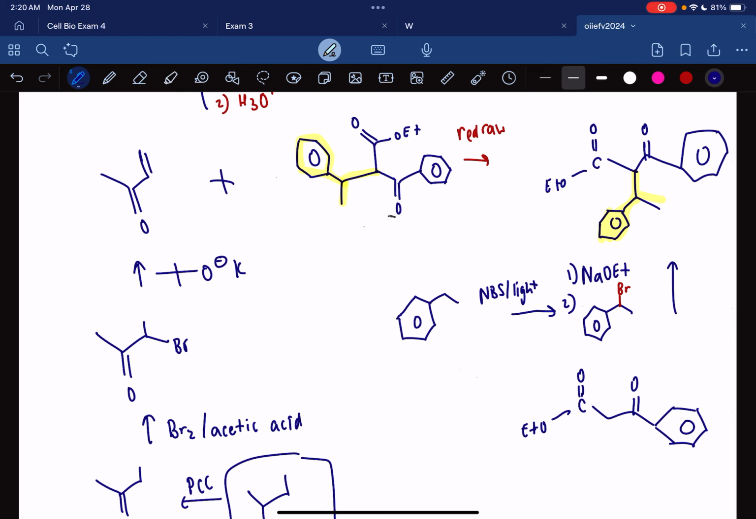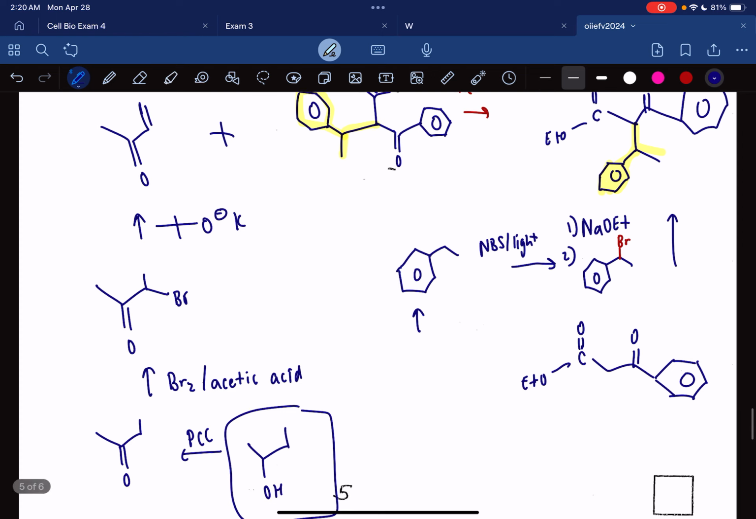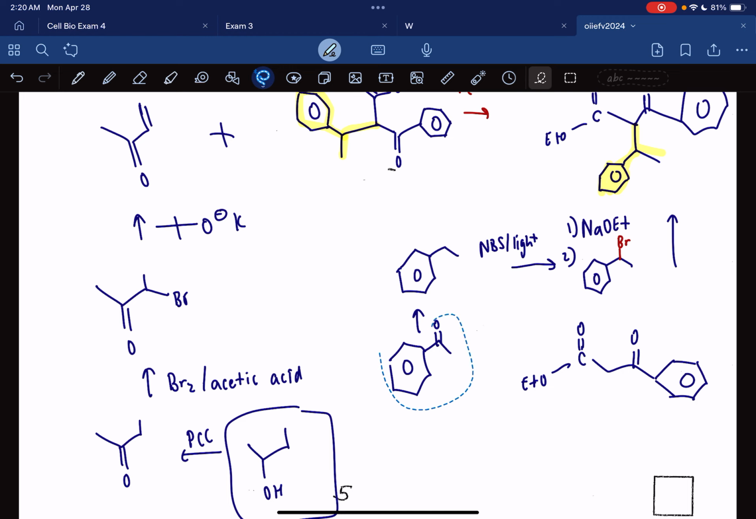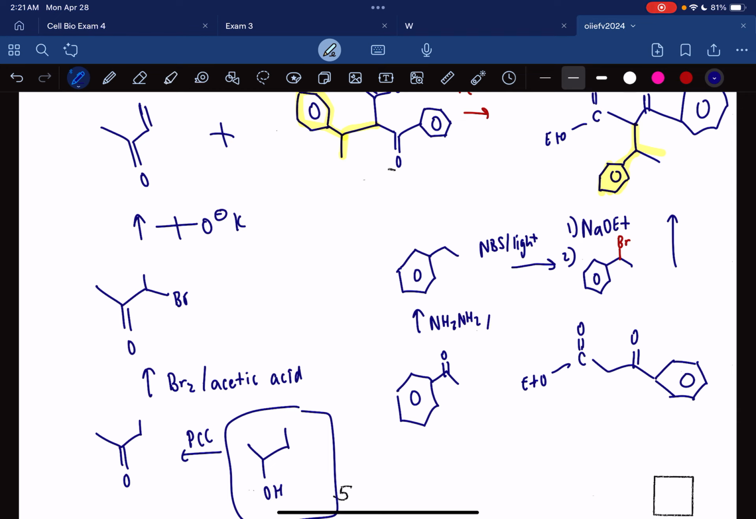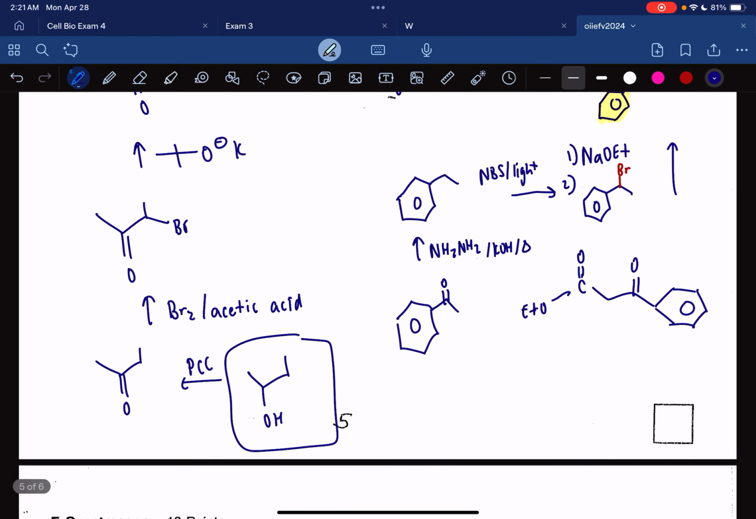And then how do you form this structure? Well, that looks like an alkyl group on a benzene, which you can get from, let's draw it like this, a ketone here. How would we reduce a ketone to an alkyl group? Well, you can do Wolff-Kishner. Wolff-Kishner is NH2NH2, KOH, heat. So that's good. And then how do we attach this ketone to a benzene? You should know Friedel-Crafts.